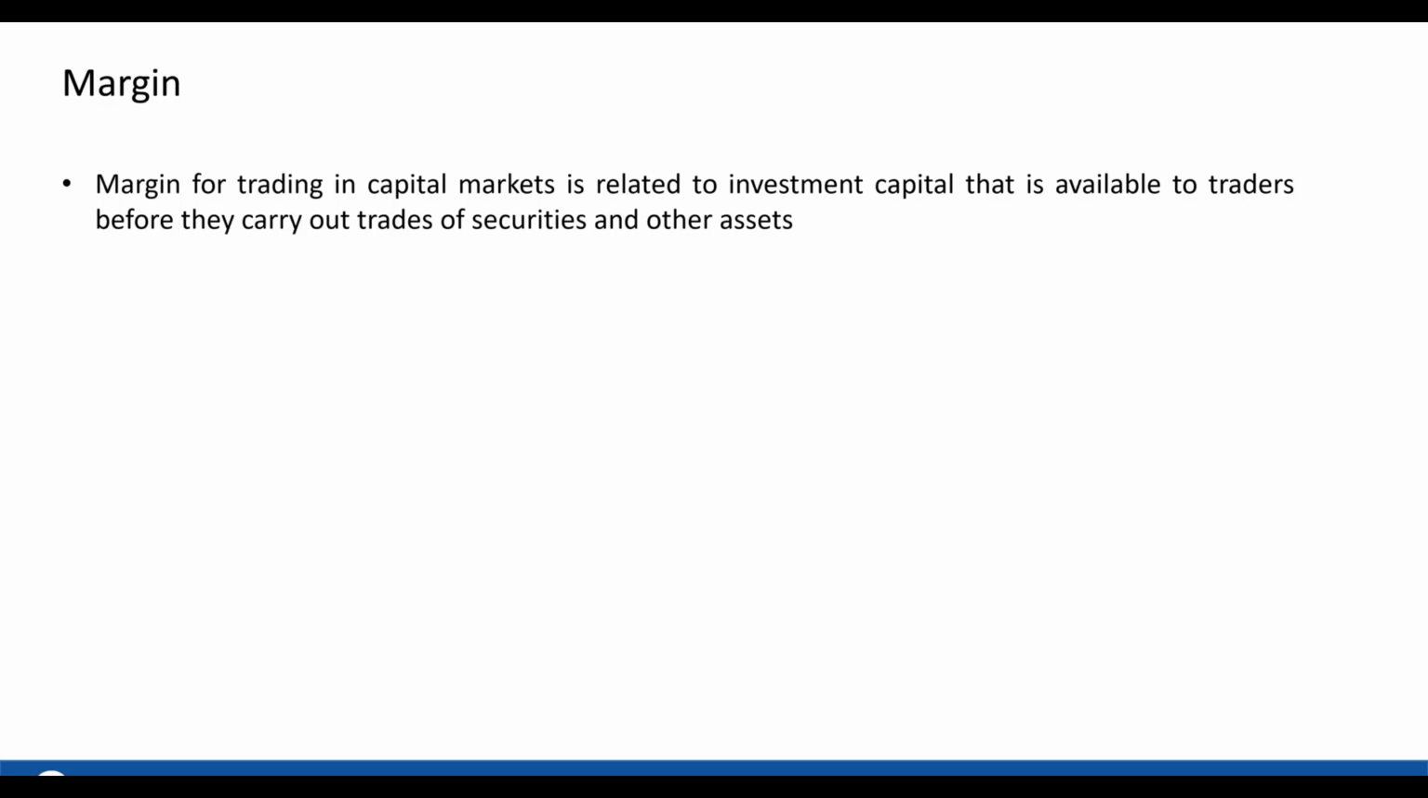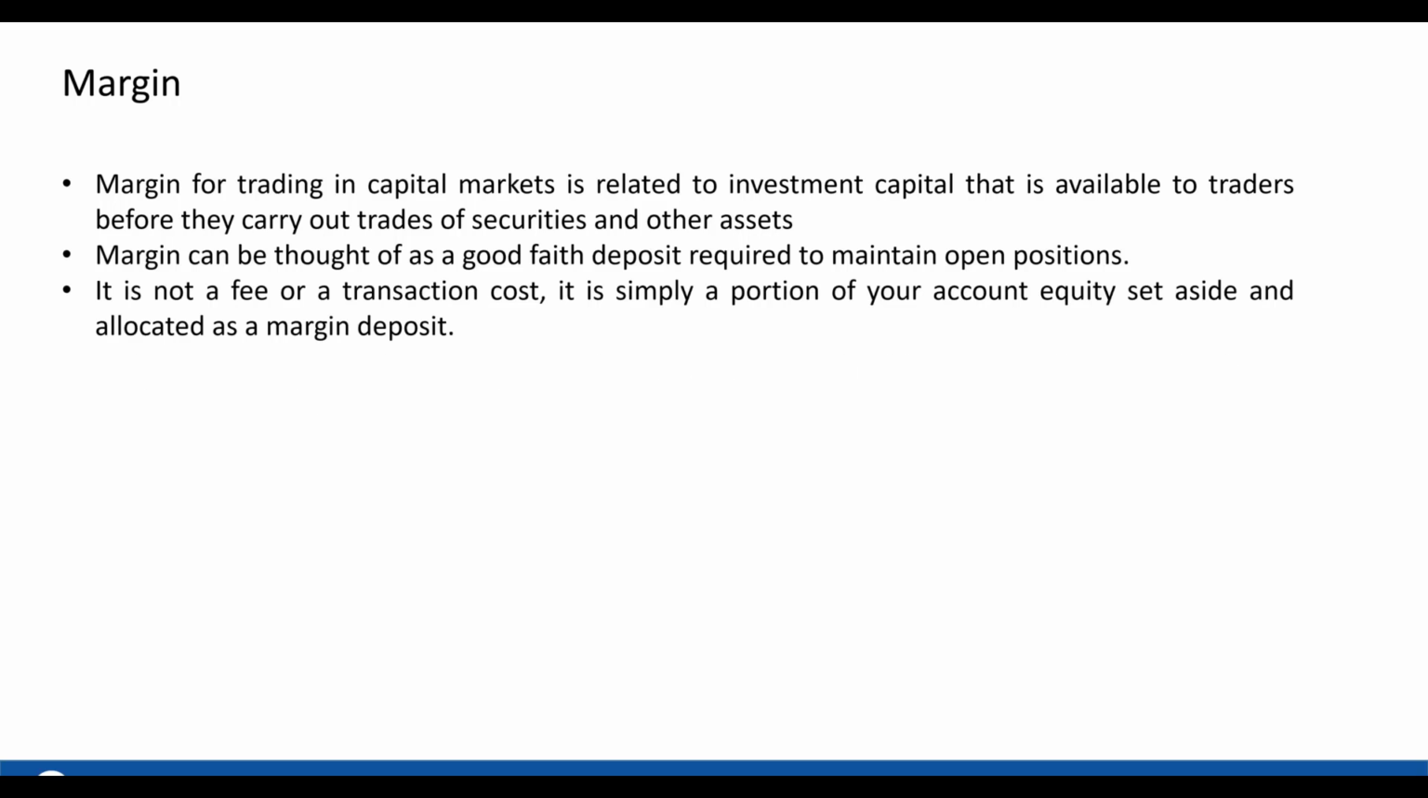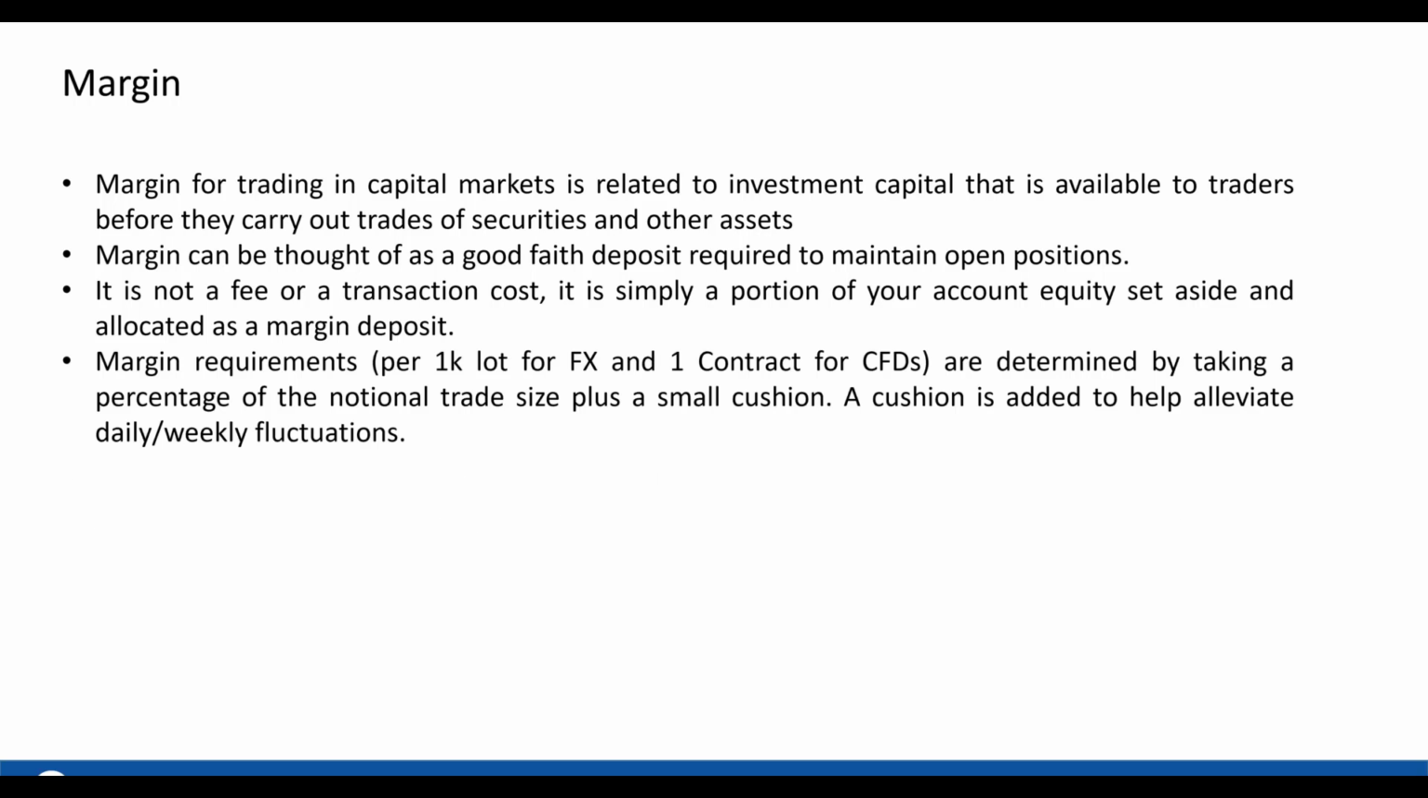Margin. Margin for trading in capital markets is related to investment capital that is available to traders before they carry out trades of securities and other assets. Margin can be thought of as a good faith deposit required to maintain open positions. It is not a fee or a transaction cost. It is simply a portion of your account equity set aside and allocated as a margin deposit. Margin requirements per 1K lot for FX and 1 contract for CFDs are determined by taking a percentage of the notional trade size plus a small cushion. A cushion is added to help alleviate daily or weekly fluctuations.